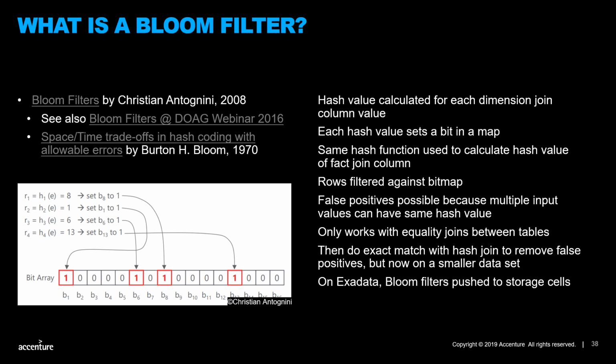And what this does is it filters down the data very quickly through a full scan before you then have to do an exact match in the hash join. And because that's very much smaller, it's very much faster. Hence the name of the original paper, Space-Time Trade-Offs in Hash Coding with Allowable Errors. There are some excellent papers and presentations by Christian Antognini about Bloom filters. The reason they're so interesting on an engineered system is that the Bloom filters are pushed down to the storage cell. So your data is filtered very quickly during the initial smart scan before it is then hashed together on the compute server.